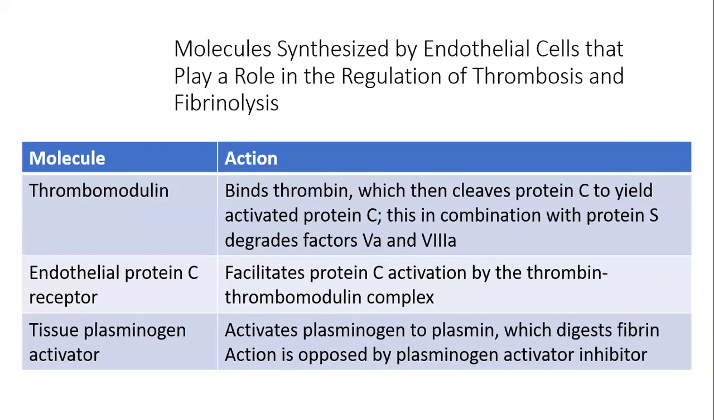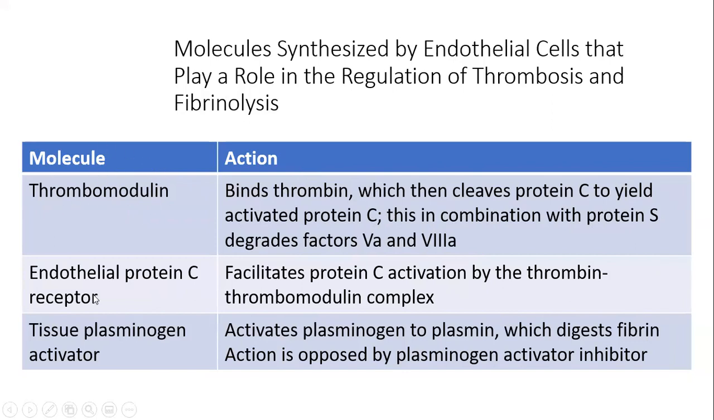Next would be your thrombomodulin. When it binds to your thrombin, as you can see a while ago, it cleaves your protein C to activate it. Protein C together with your protein S would degrade your clotting factors 5A and 8A. So it actually inhibits coagulation. So to remember, it modulates your thrombin.